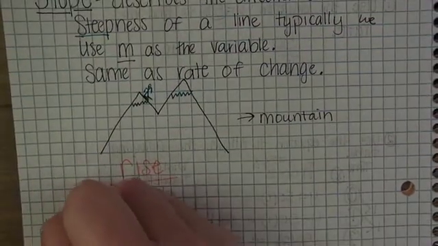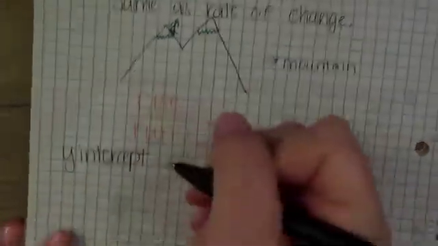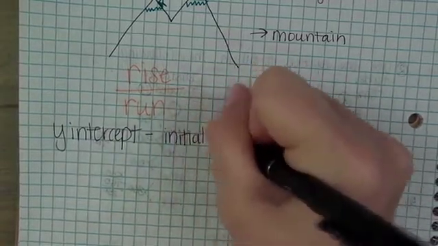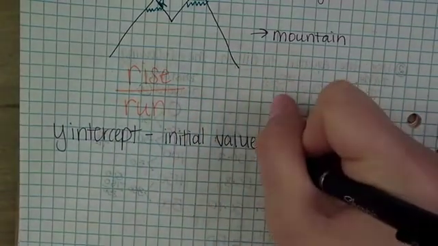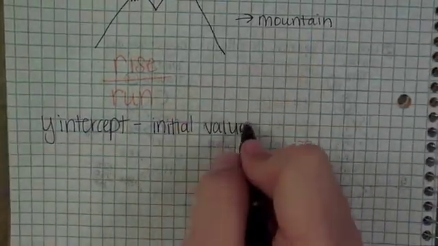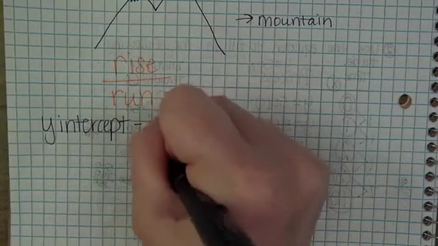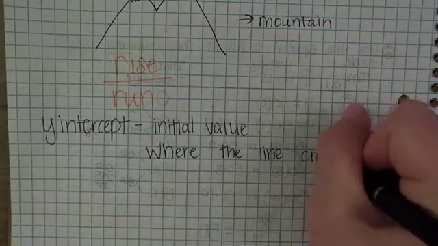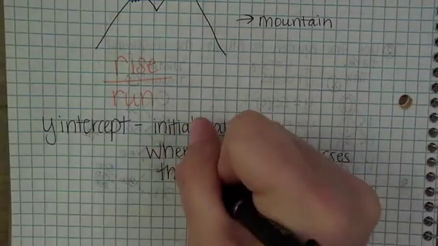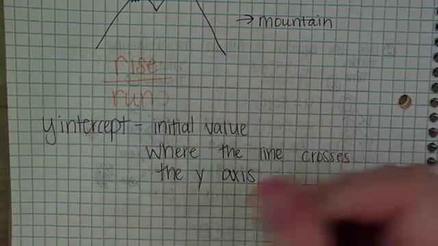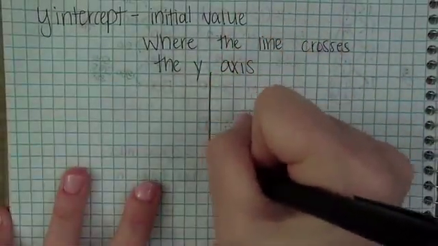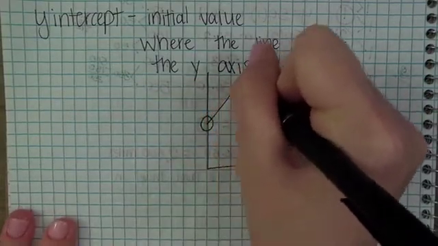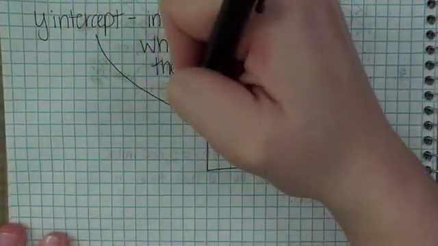So, y-intercept, which is the initial value. What a y-intercept means is where the line crosses the y-axis. So if we have a graph where it crosses the y-axis, if it's a line that looks like that, that would be your y-intercept.